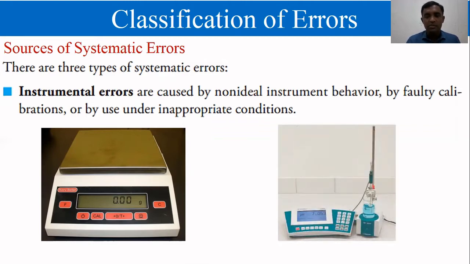On the right hand side, you see the picture of a pH meter. A pH meter always works at a particular temperature. Mostly, it would be the ambient temperature, which is 25 degrees Celsius or 298 Kelvin. If the temperature is not kept at 25 degrees at the place where this instrument is used, naturally instrumental errors may come in. So these types of errors can be avoided by either doing the calibration or using the instrument in appropriate conditions of temperature and pressure.